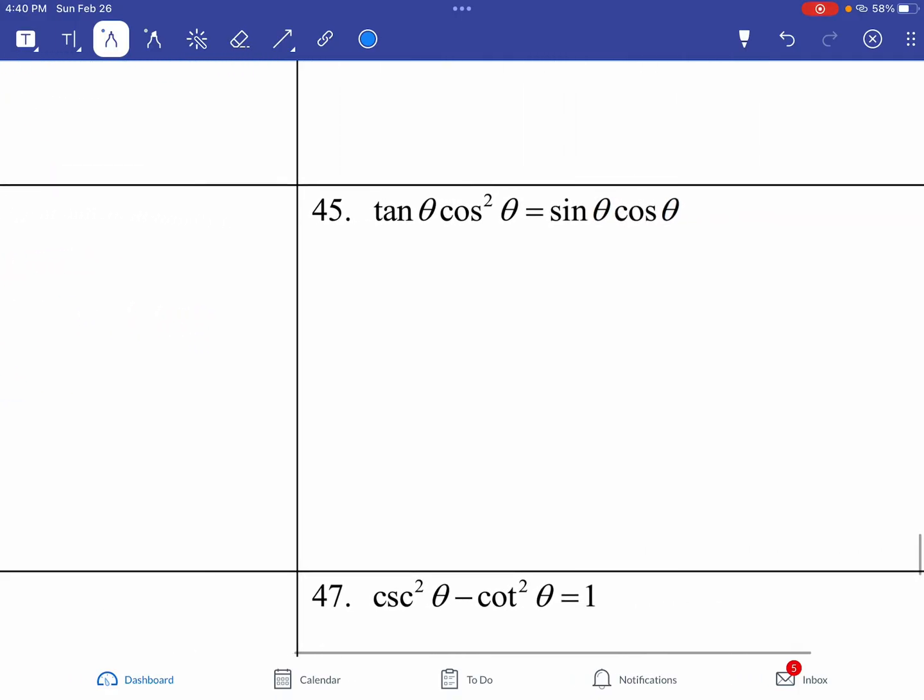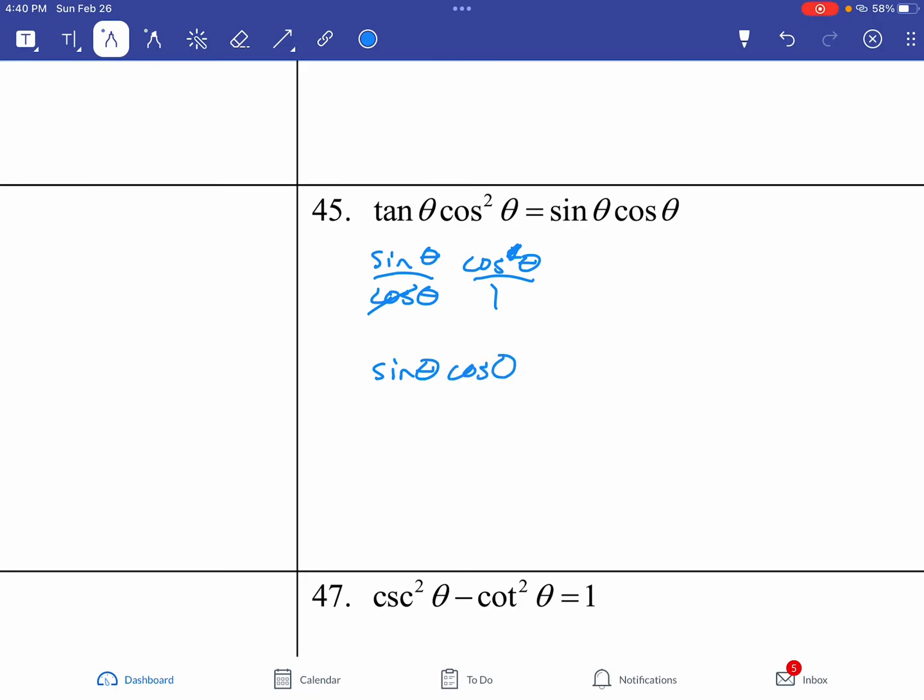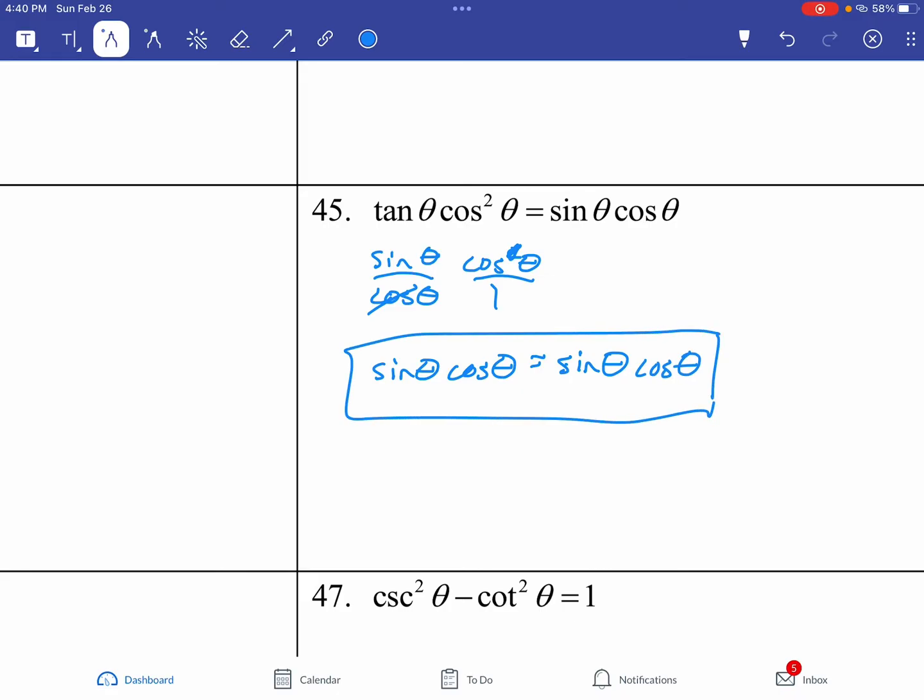Next one. So tangent is sine over cosine. And then cosine squared stays on the top. It's over 1. This cosine cancels with one of those cosines, and we're left with sine times cosine, which is what we got on the verifying part. That was an easy one.